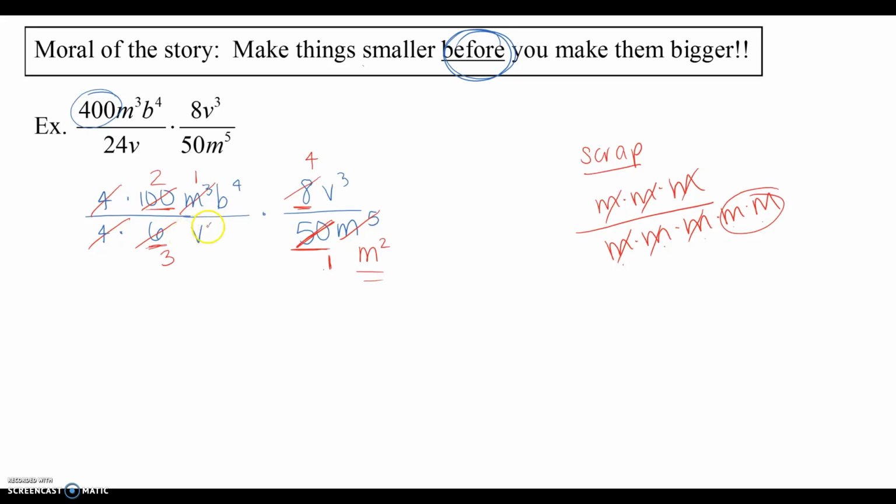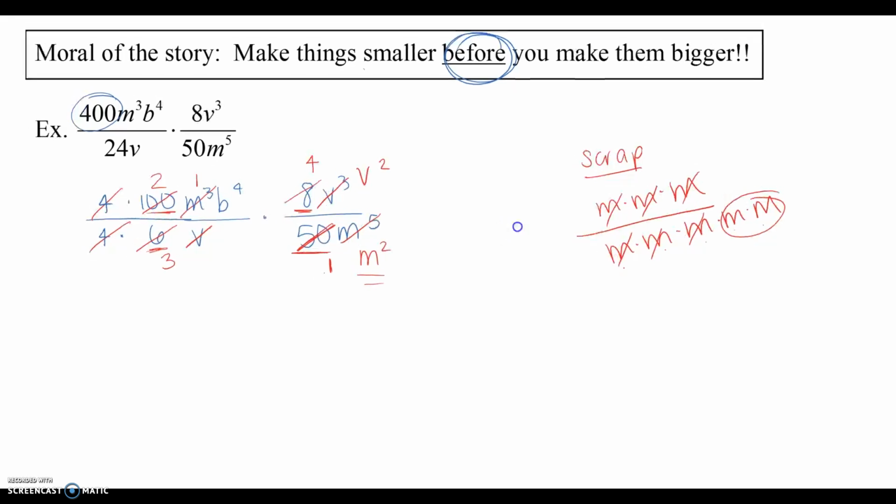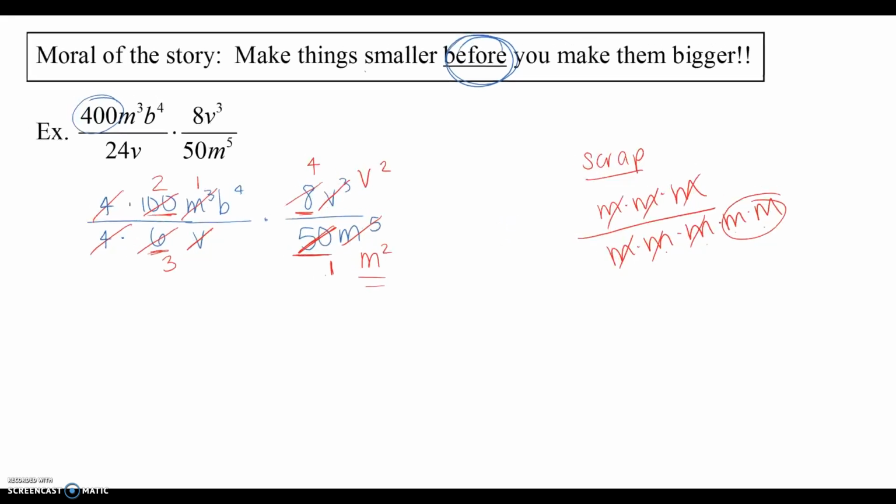So I can do the same thing with my v's. If I have a v here and v cubed here, this is going to become v squared. And then I'm left with my b to the 4th. So now I'm just going to go and rewrite everything. So I've got 2 times 1 times 4. So that's going to be 8. And then I've got a b to the 4th and a v squared. Divided by 3 times 1, so 3, and m squared. And then you can double check stuff. So 8 over 3 doesn't reduce, b, v, and m, those can't reduce anymore, so I have to be done.